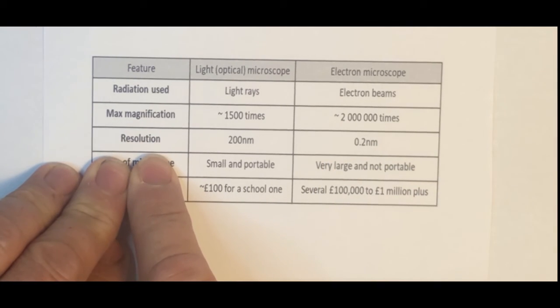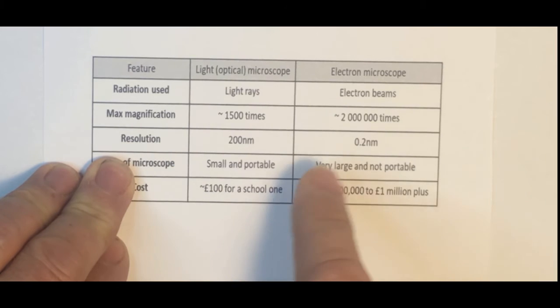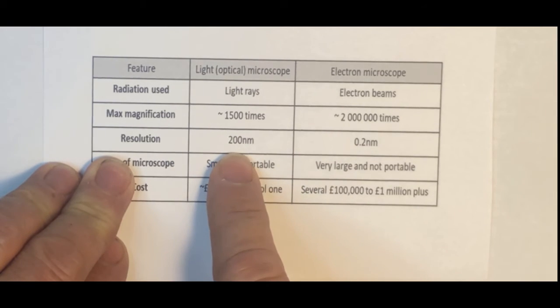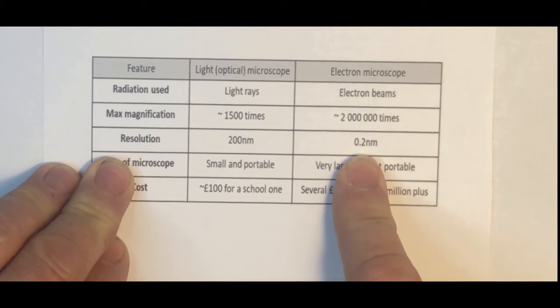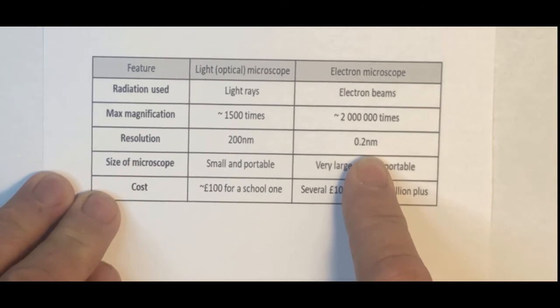The resolution means how clear it is. In a light microscope, it's basically clear to 200 nanometers. And in an electron microscope, it's clear to 0.2 nanometers.